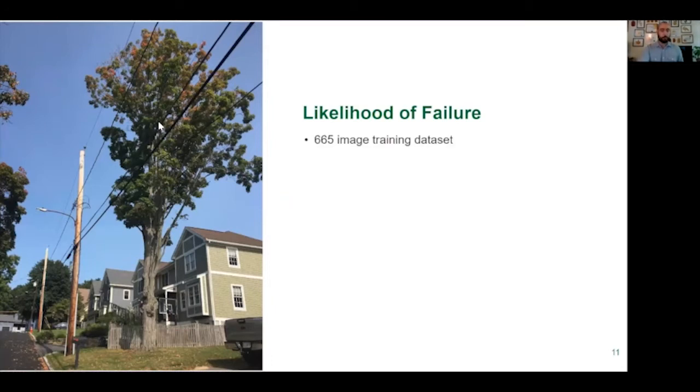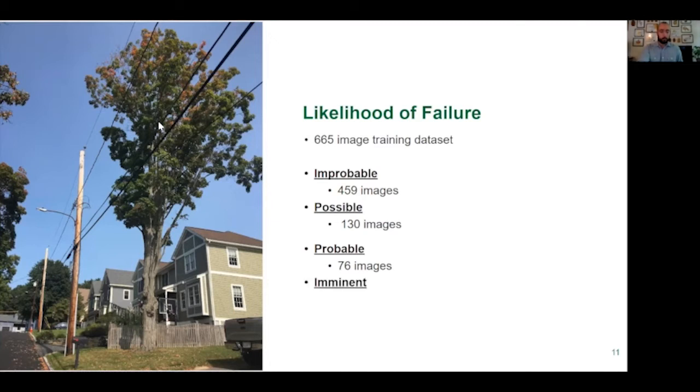So we had a total of 665 images in this training data set, 459 of which were deemed improbable. 130 of them had a likelihood of failure of possible. 76 had a likelihood of failure of probable, and imminent was excluded from our model due to the rarity. I think we only had 2 trees that had an imminent likelihood of failure.